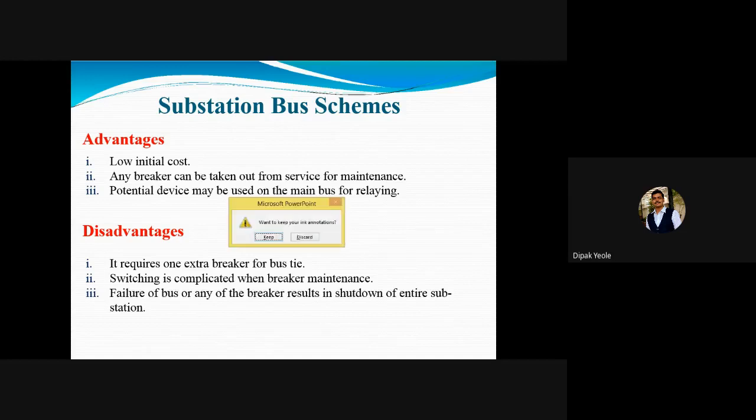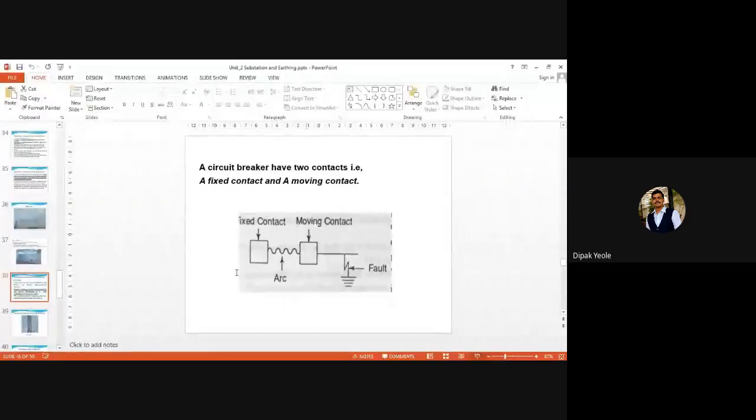I'm not taking the fourth and fifth bus schemes because, believe me, the questions are asked based on these three schemes only. So this is for your unit number 2A. Now we will start with unit number 2B, and in a few minutes we will revise the things in an effective way. Okay, so let me share my screen again.